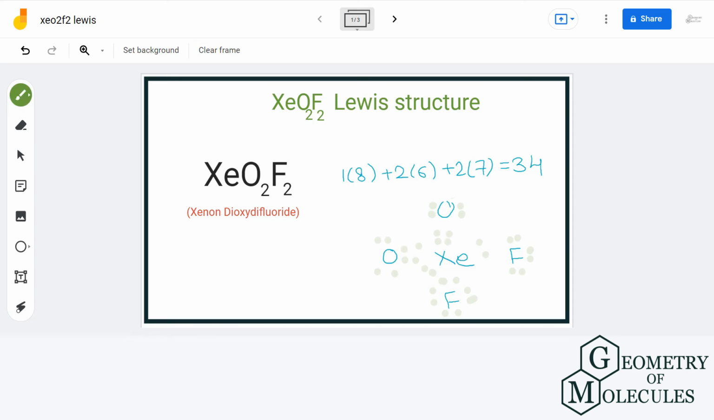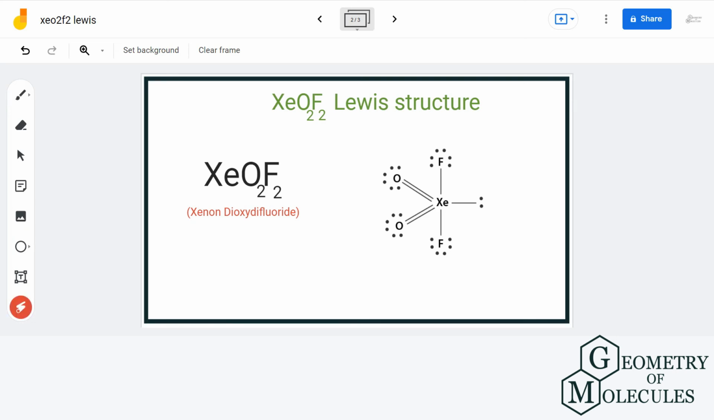If you didn't get this part of why and how we calculated formal charges, please refer to the video linked in the description box below. Now this is the final Lewis structure of xenon dioxydifluoride.